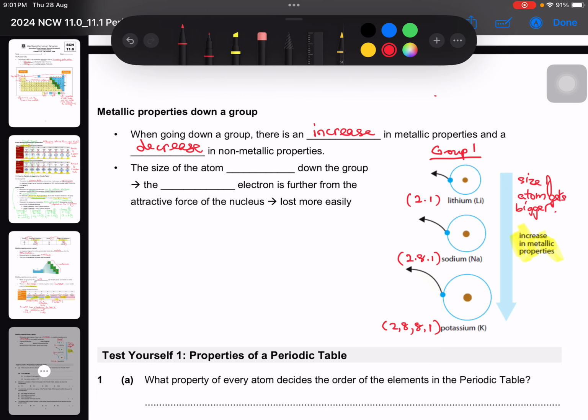What does this do to the attraction between the positive nucleus and the negative valence electron? The valence electron is negative.